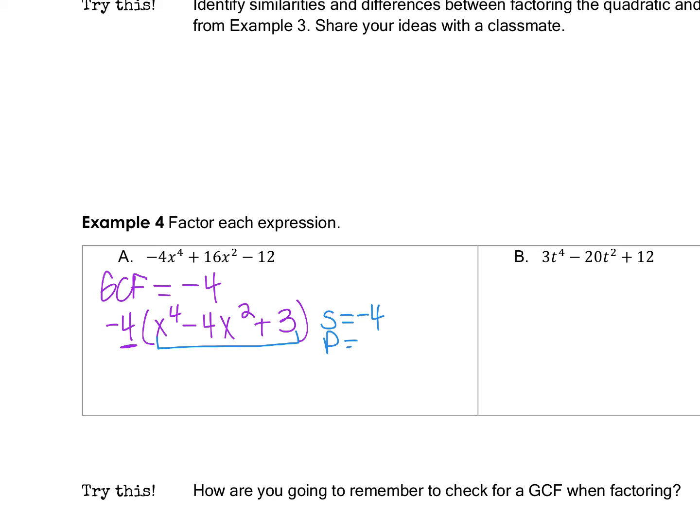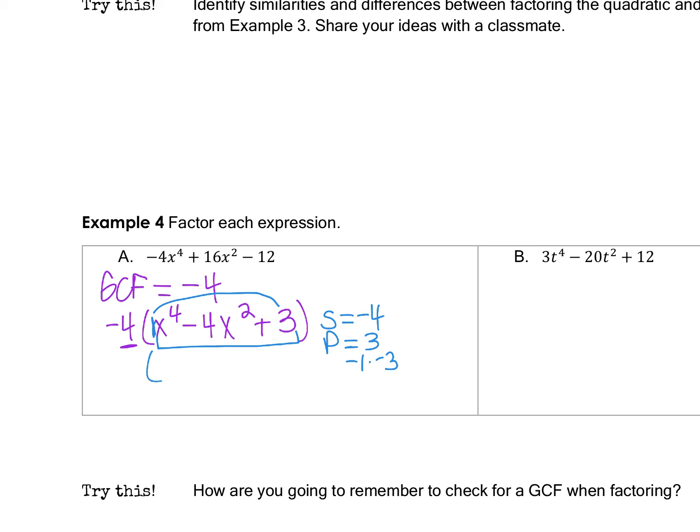Remember, your product is what you get when you multiply. Now notice here that this is a 1 in front times 3, which is just 3. So I want to find two numbers that add to give me -4, multiply to give me +3. Anytime I have a product that's positive but a sum is negative, that means they both have to be negative. So -1 times -3 will multiply to +3 and add to -4.